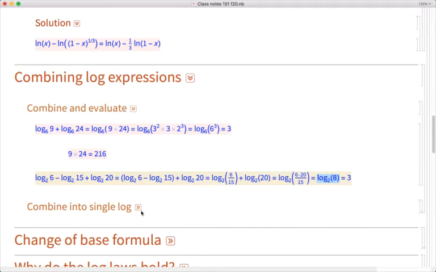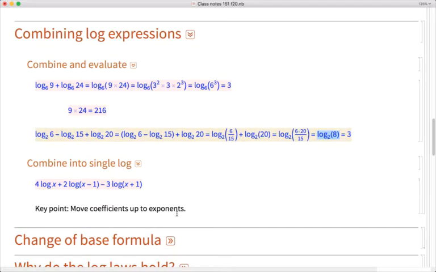Okay. Right, so one more example. Again, this is the symbolic one. What distinguishes this from the previous example is you have to see that there are coefficients or constants in front of your logs. And the key point in combining to a single log in a problem like this is to make sure you first move the coefficients up into the exponent spots. Right? We're using law 3 in reverse.